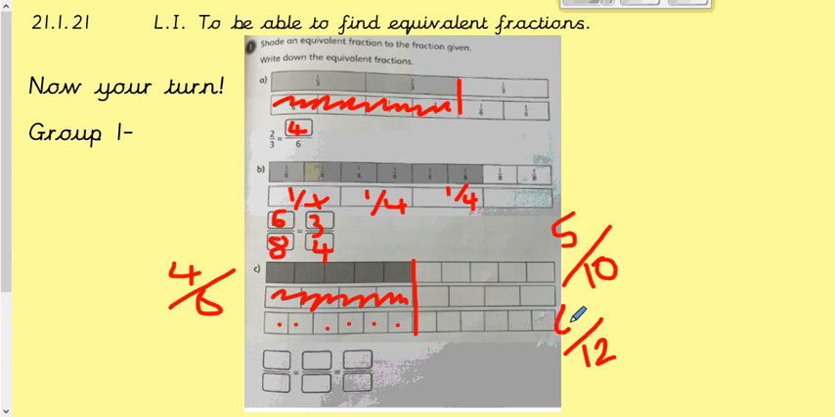And I'm not going to write them in there because it'll be too small and messy, but 5/10 is equivalent to 4/8, and that's equivalent to 6/12. So these are all worth the same, okay? That's the whole point in it. They're equivalent. They're all the same, all right?